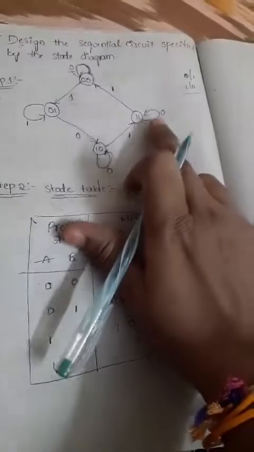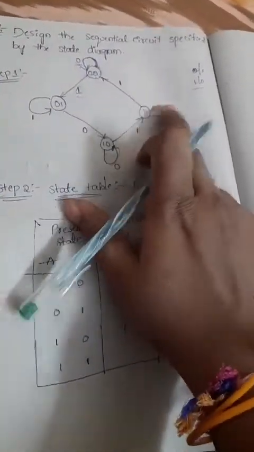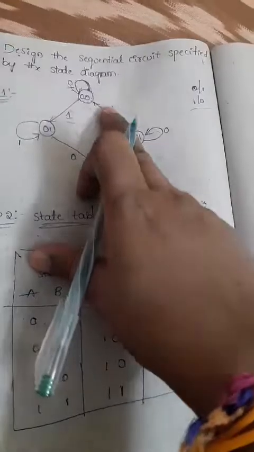Like that for 1 1. Whenever the input is 0, it shows itself only, the same number. Next, 1 1 for input 1 will be transmitted to the 0 0 state. So this is the state table. This is how we write the state table from the state diagram. Okay, so this is the state table.